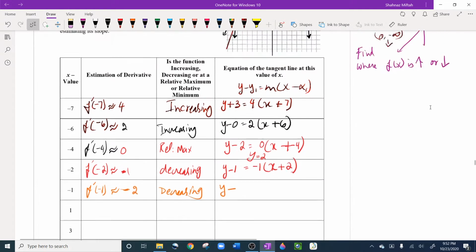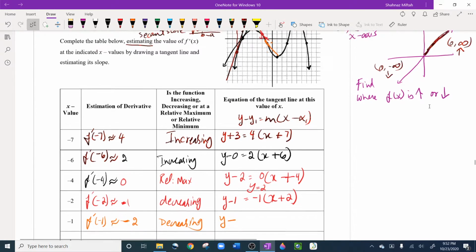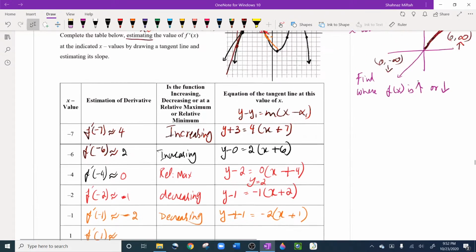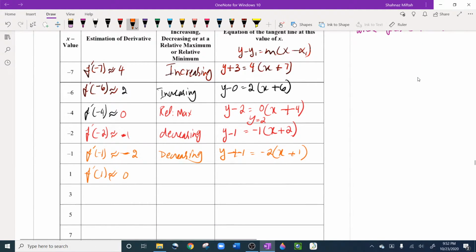Equation, what is the y value at negative 1? This is negative 1, the y value is negative 1. So negative 1 and negative 1 is going to turn positive. Slope is negative 2, x plus 1. Then I have f prime 1 approximation. Where is f prime 1? This is 1 and the slope is 0. So this one is 0.